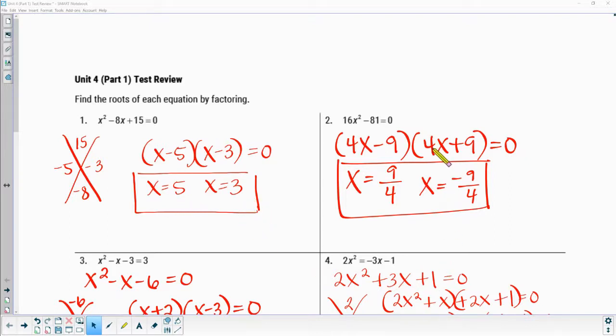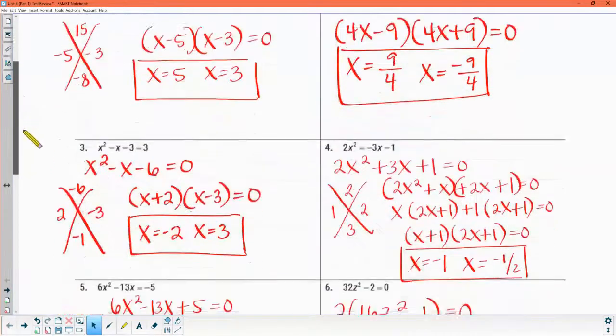For number 2, I notice that I have two perfect squares and that they are being subtracted. So you are allowed to use the difference of squares formula. So my a in this situation would be 4x. My b would be 9. So I do 4x minus 9, 4x plus 9, and I should get the factors x equals 9 over 4 and x equals -9 over 4. I would leave them as fractions. You should not be using a calculator, so this is what your answer should look like.